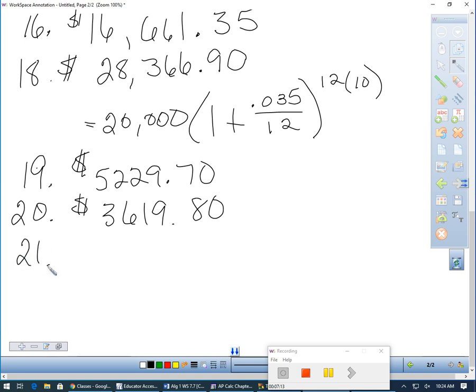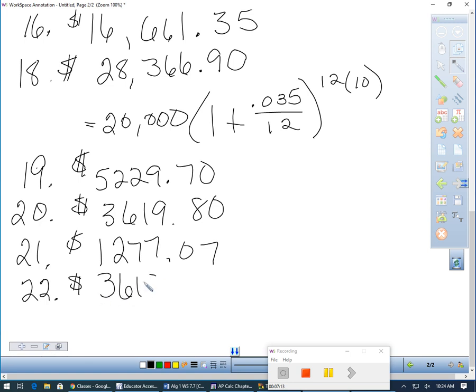Alright, number 21. Correct answer to 21. You should have $1,277.07. Number 22. $3,619.80. Again, you could have 79 as possible.